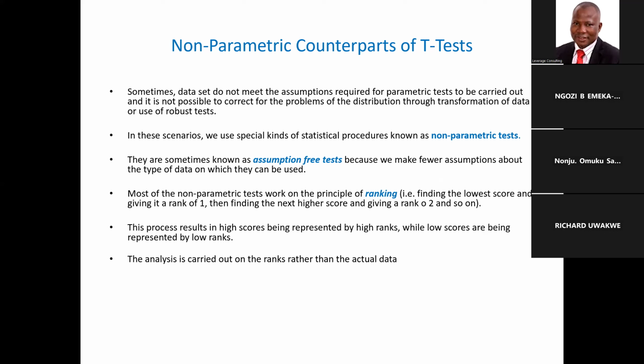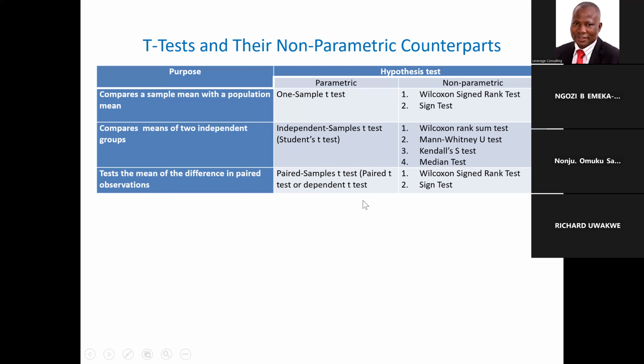So this process results in high scores being represented by high ranks, while low scores are represented by low ranks. The analysis is carried out on the ranks rather than the actual data. You are going to see the way it works. So it's a very simple, logical approach.